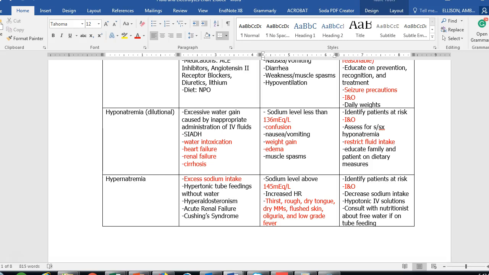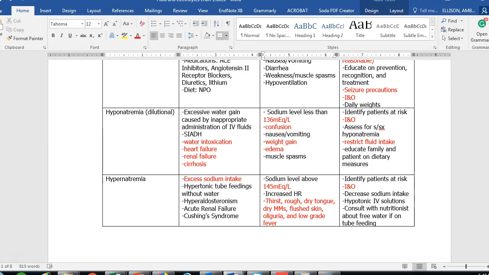Hyperaldosteronism, renal failure, and Cushing's. It's greater than 145. So when you think about hypernatremia, think about how you feel after you eat some salt. You feel thirsty and your mucous membranes are dry. You have increased heart rate if your hypernatremia has been going on a little while. You could have a low-grade fever, flushed skin.